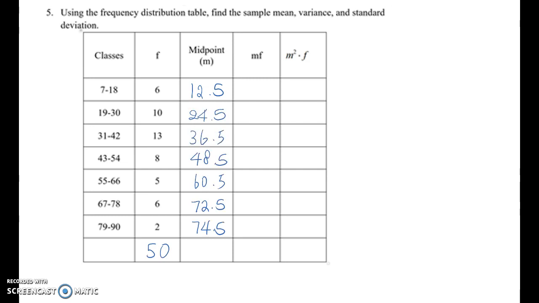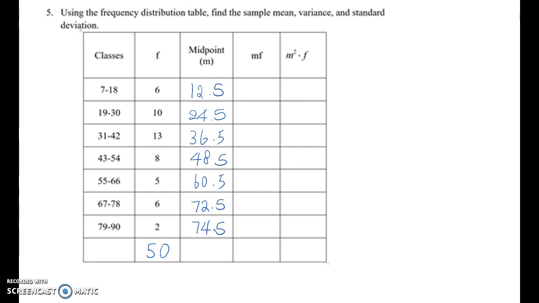After calculating all the midpoints, those are the midpoint values: 24.5, 36.5, 48.5, 60.5, 72.5, and 74.5, and the total frequency becomes 50. As we discussed before, the reason we need a midpoint is that, based on this frequency distribution table, we cannot know the actual data. Therefore, we use the midpoint value, even though it's not a real data value, just to symbolize each class.